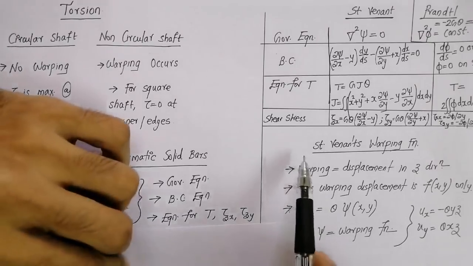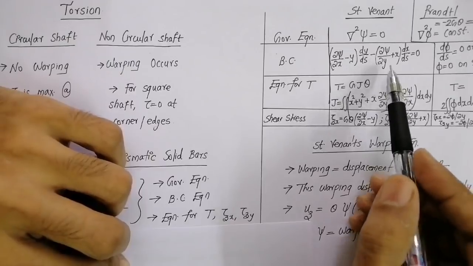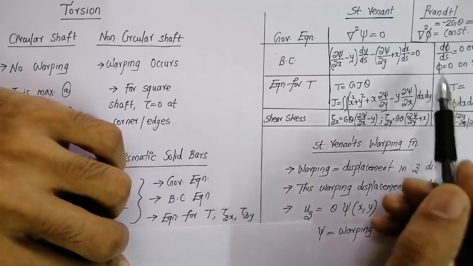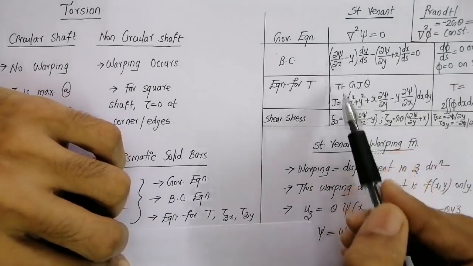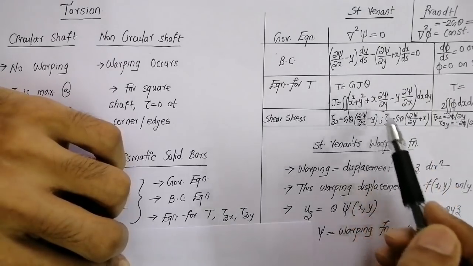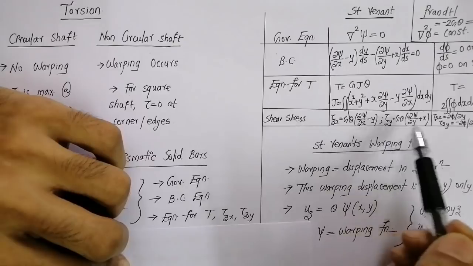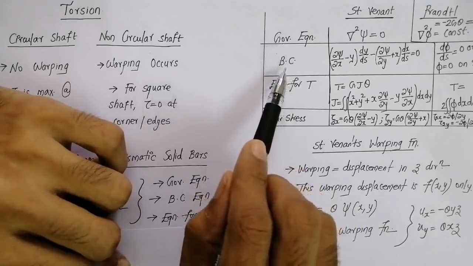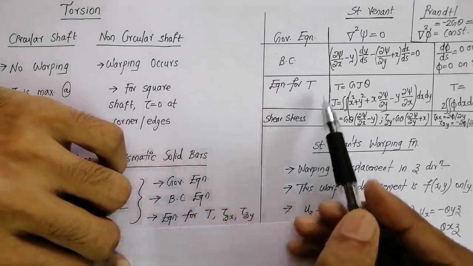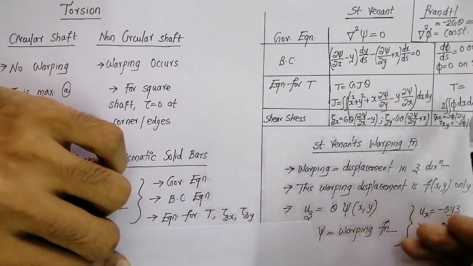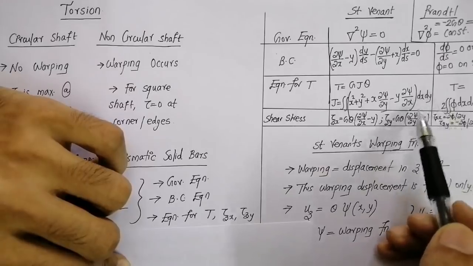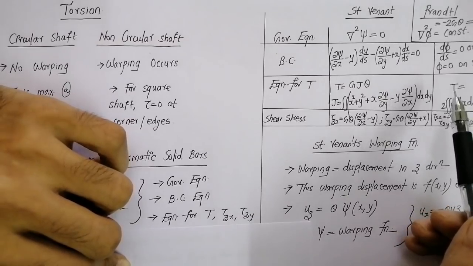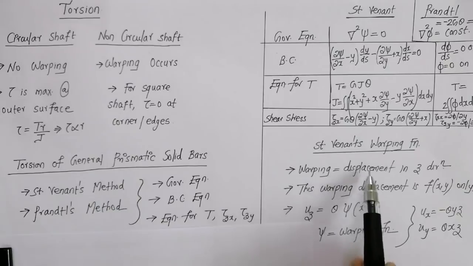So let us have a look at a comparison of Venant and Prandtl methods. If you learn the derivation, you will be familiar with all these equations of both methods. If you find it difficult to learn the derivation, you have to at least learn by heart all these equations of Venant and Prandtl methods: the governing equation, boundary condition, equation for torque, and shear stress. I am not reading all these equations; you have to learn them by heart, or we shall see them in the derivation later.